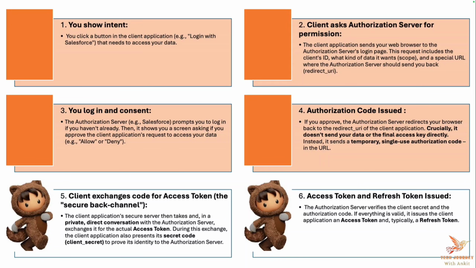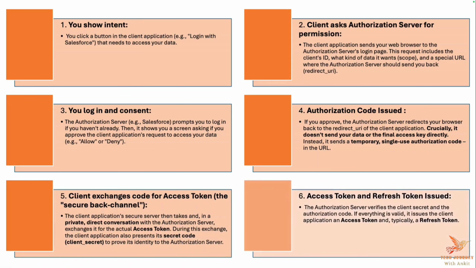Now the client has the access token. The client can send that request to the resource server and access the data from the system. So these are the typical steps that need to be followed whenever you are using the authorization code flow. So, the very first step, again I am iterating quickly: you will show your intent.